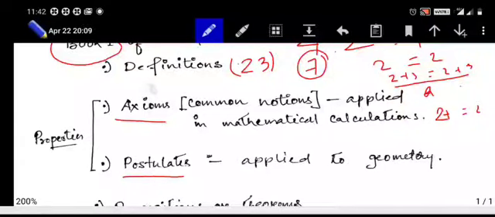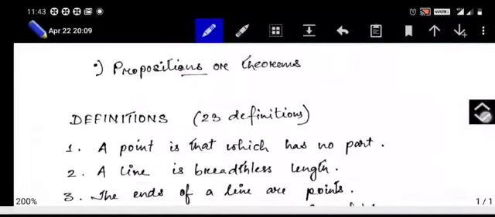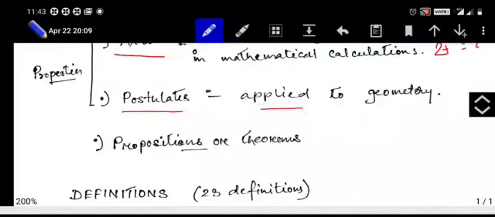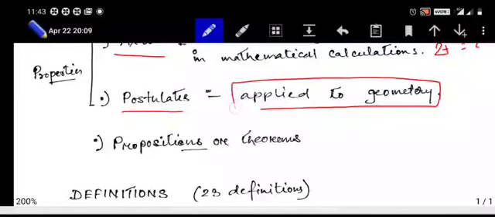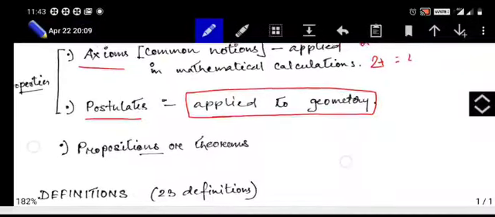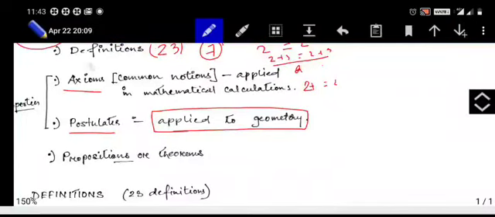So these are some axioms, that is called mathematical calculation. And then there is another property that he discussed specifically on geometry. For example, we'll discuss in detail again. Let us say if we want to draw a line, we need 2 points. To draw a line we need 2 points.